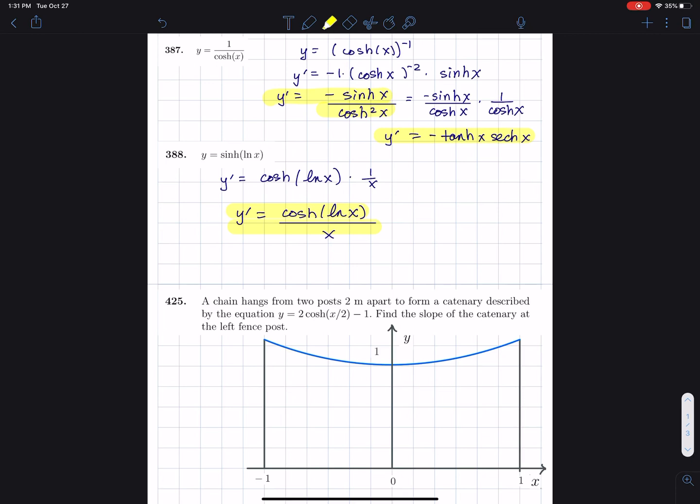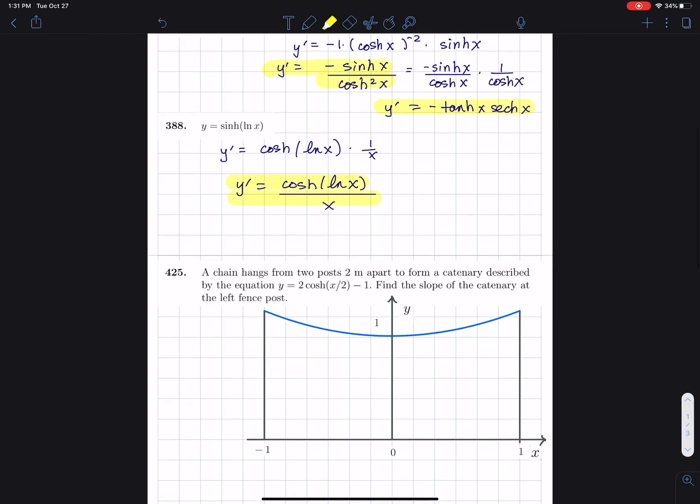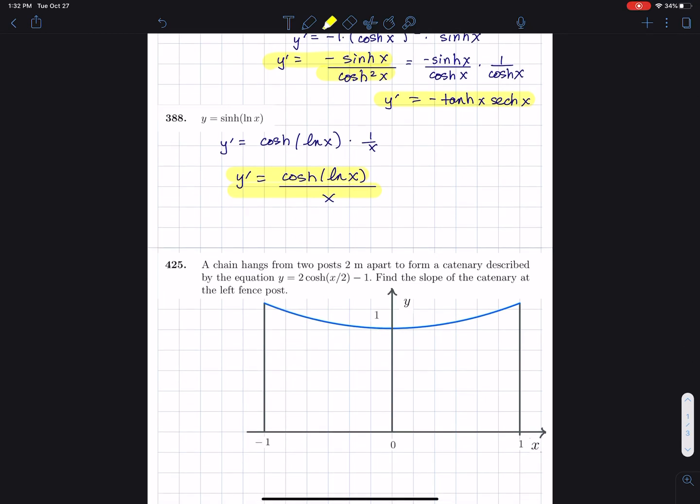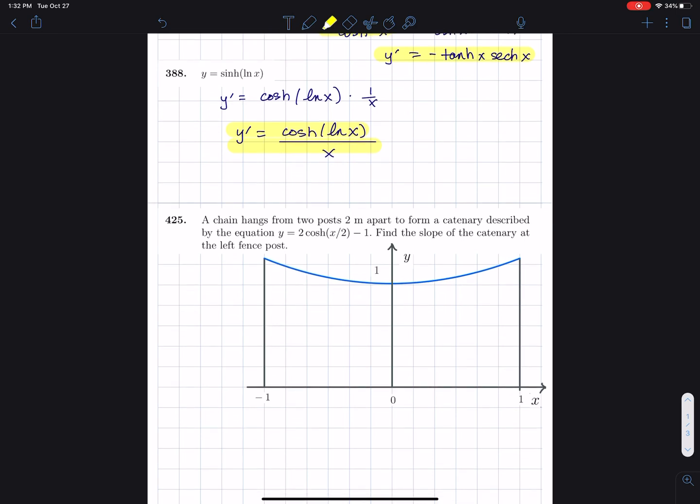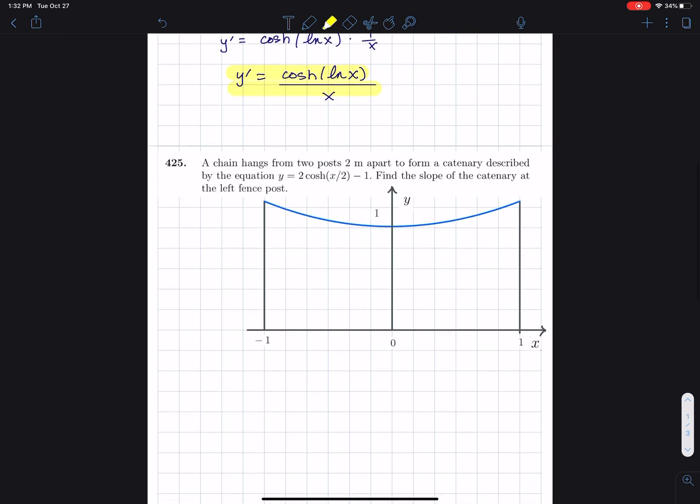Apparently this is an observed fact, and this function models that. So we take that as a fact that a chain hanging from 2 points will form a catenary, and the catenary has this equation. That's sort of interesting. I haven't seen the derivation of how they know that's true, but I believe from different books that it's true. What they're asking us to do is find the slope of the catenary at the left endpoint, at the left fence post.